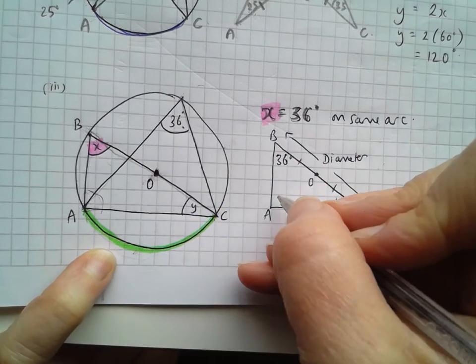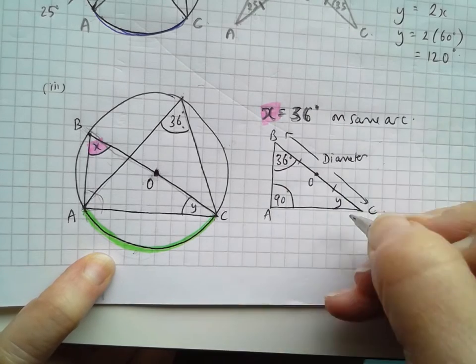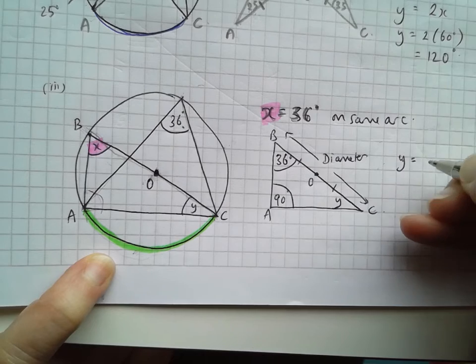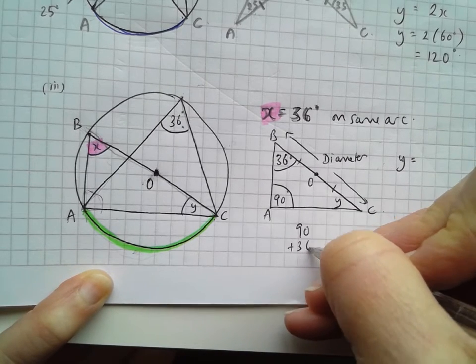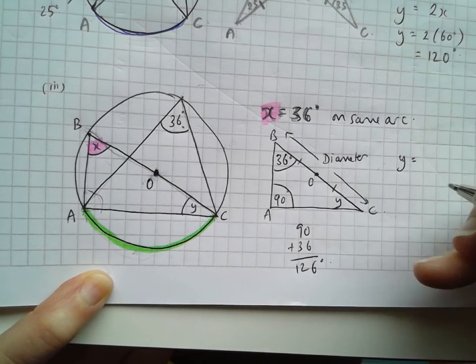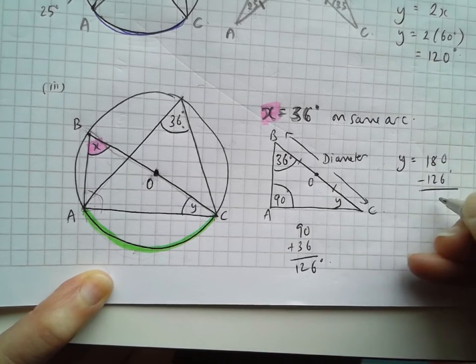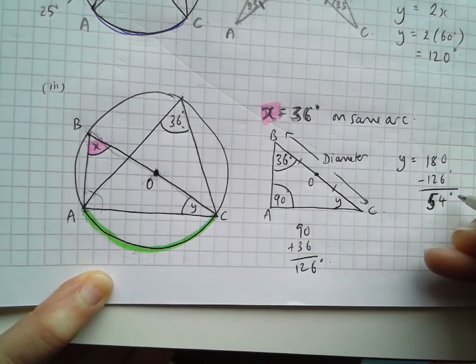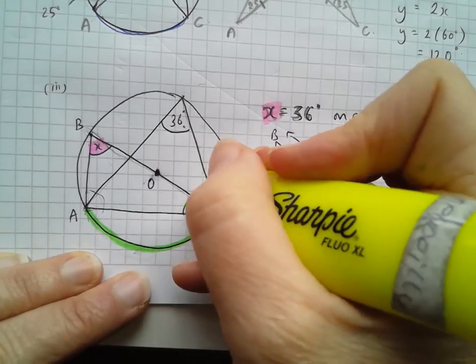So this is 90 degrees and this is 36 degrees, so y would have to be whatever is left over from that. So 90 plus 36 is 126 degrees, so y is going to be 180 minus 126 degrees, which is what, 54 degrees. So y is equal to 54 degrees.